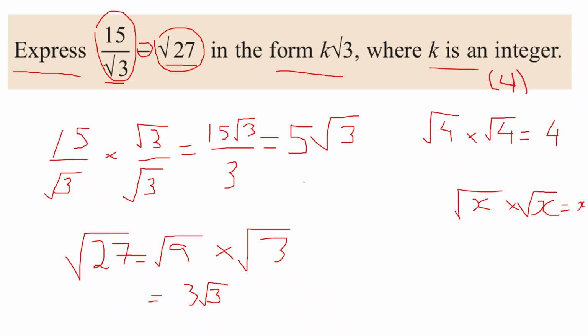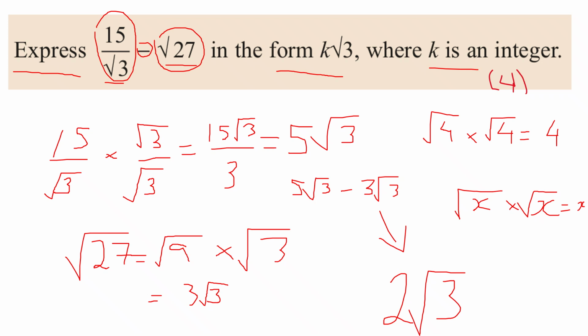Because I'm subtracting that, I'm now going to do 5 root 3 minus 3 root 3. That is going to simplify to 2 root 3. The final answer is 2 lots of root 3, or 2 root 3, where k is equal to 2. Just to be clear, so there's no confusion, this 2 does not mean the second root or the square root. This means 2 lots of root 3, so I'm doing 2 times root 3.